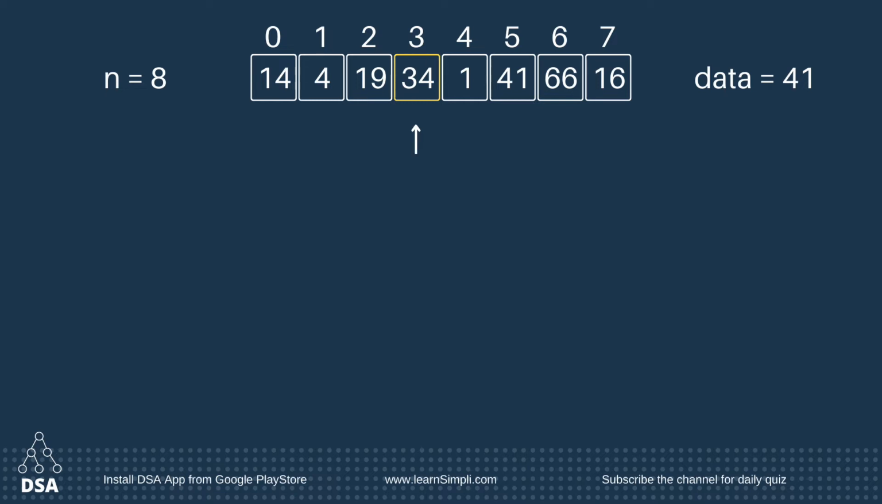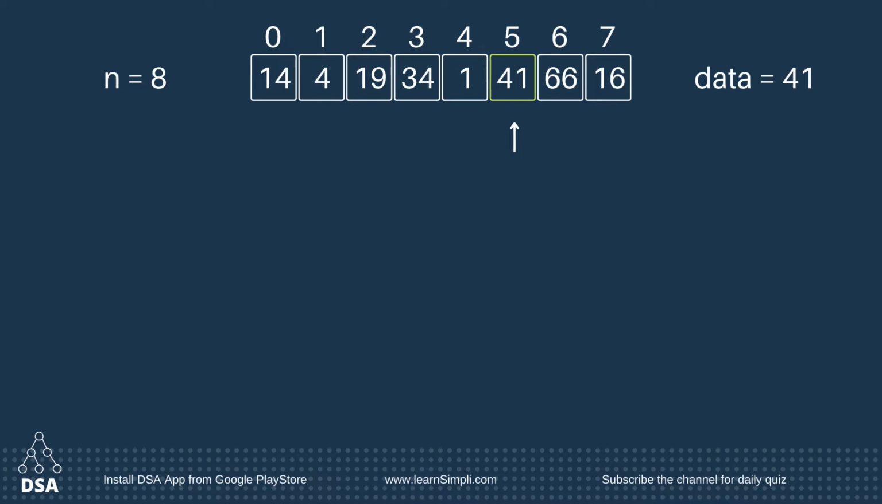And the next element in the array is 34. This is also not the element we are looking for. And the next element is 1. This is also not the element we are searching for. So move to the next element. And here we found the element that we were searching for, that is 41. Now, how do you write the code for this?